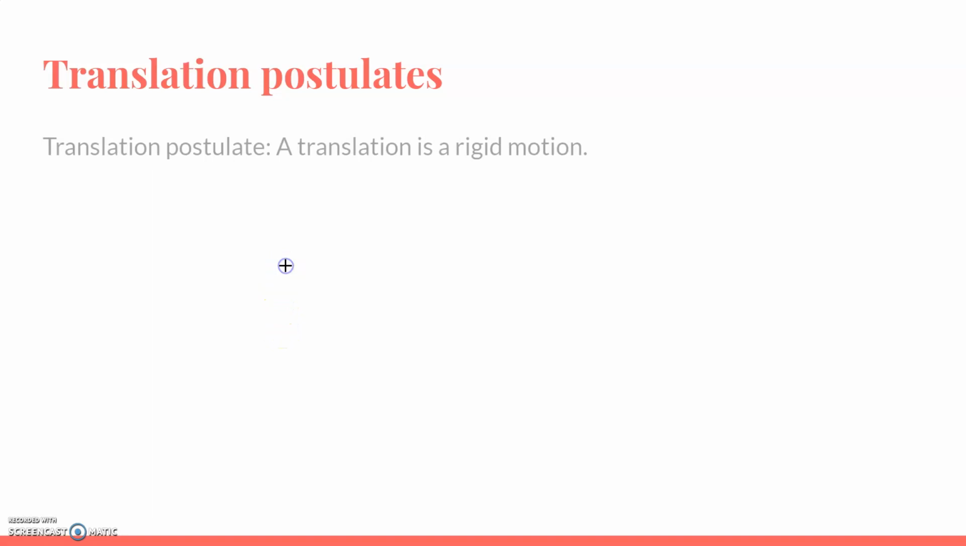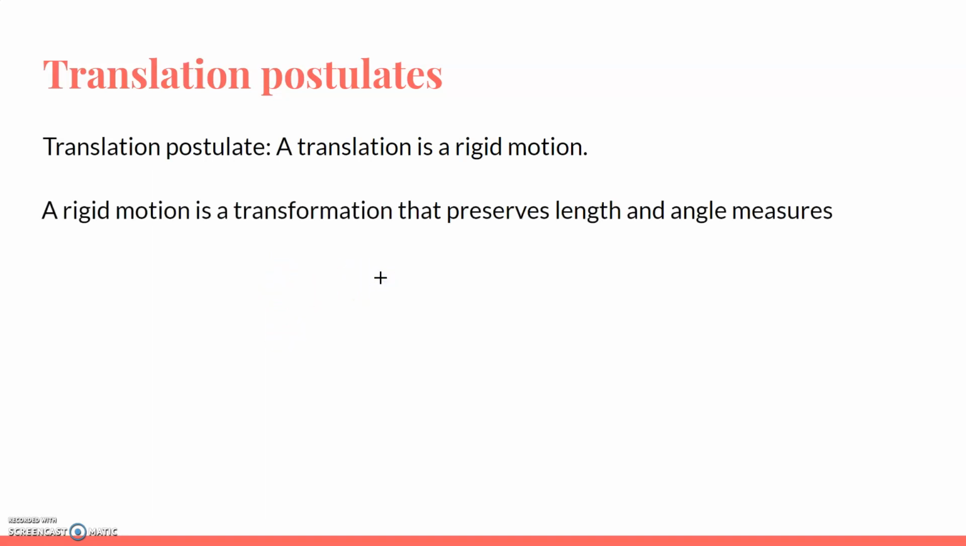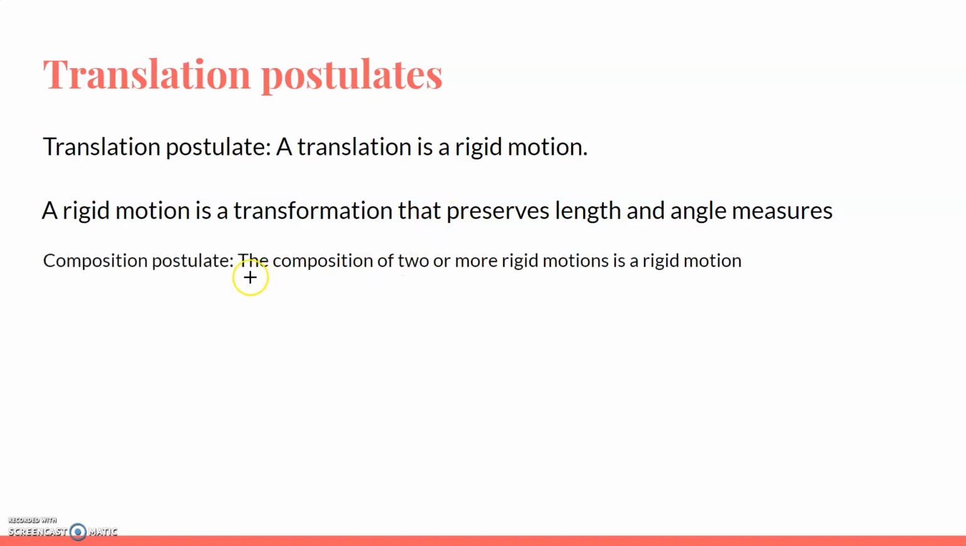Translation postulates. A translation is a rigid motion. A rigid motion is a transformation that preserves length and angle measures. So wherever you translate it or move it, the length will not change and the angle measure will not change for a shape. The composition postulate: the composition of 2 or more rigid motions is a rigid motion. So it's just telling us that if you do 2 or more translations or rigid motions, it's still not going to change. The length and the angle measures will still be the same.